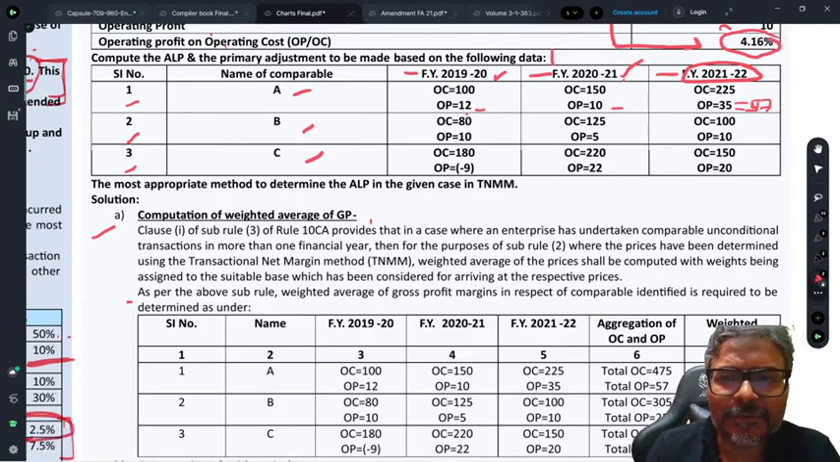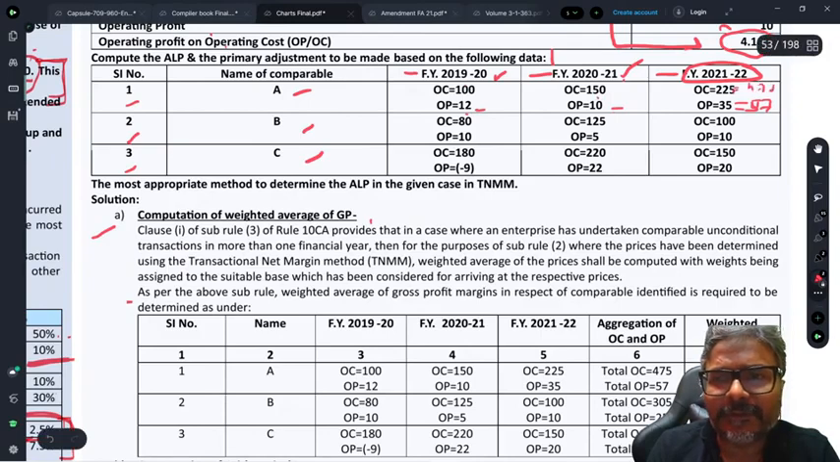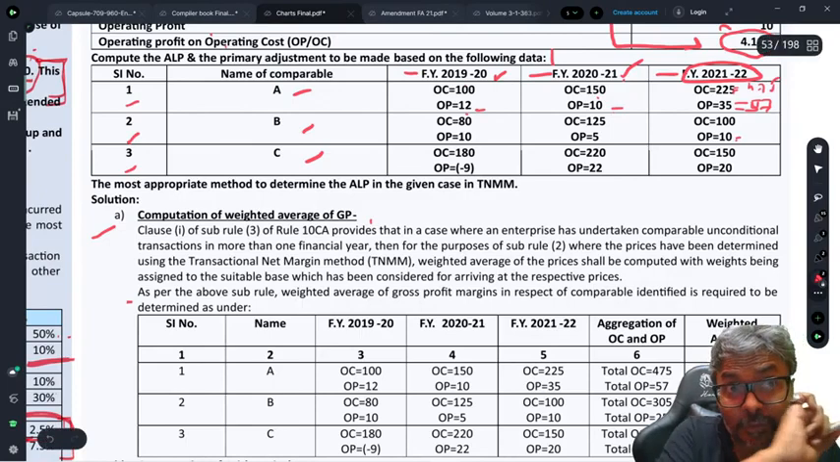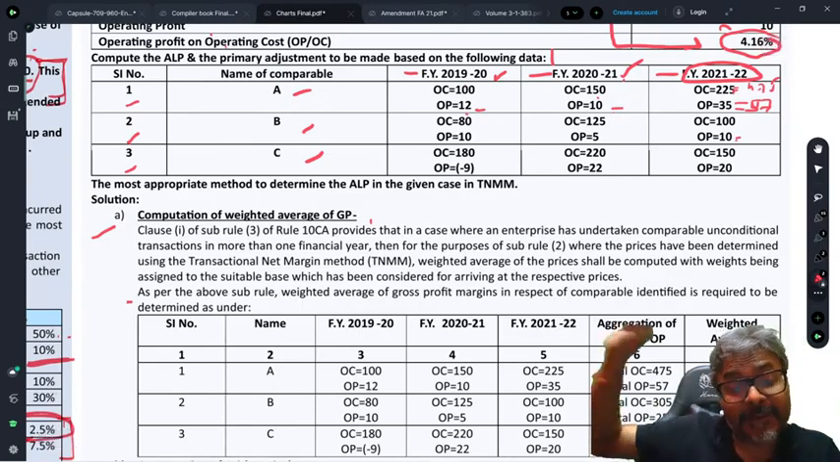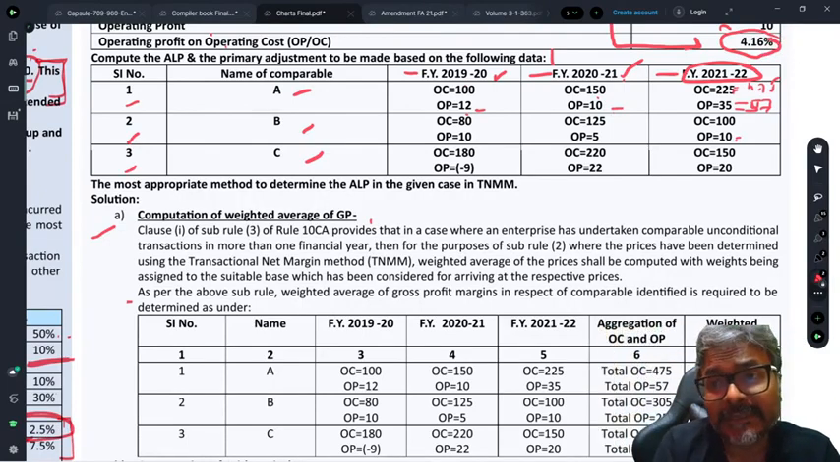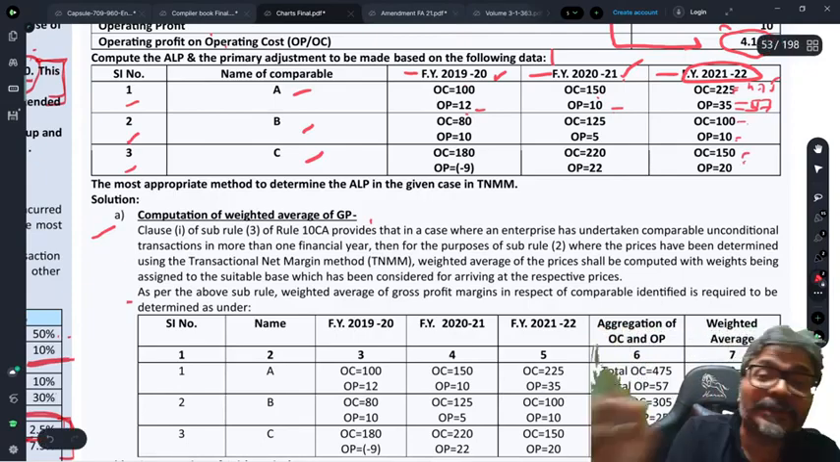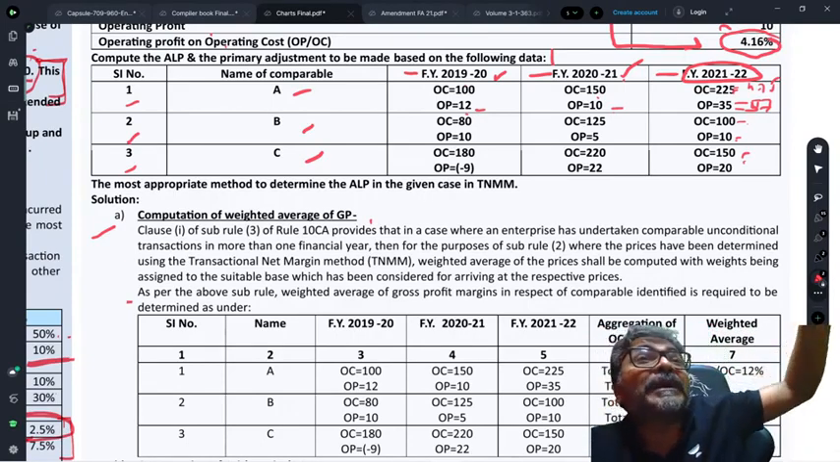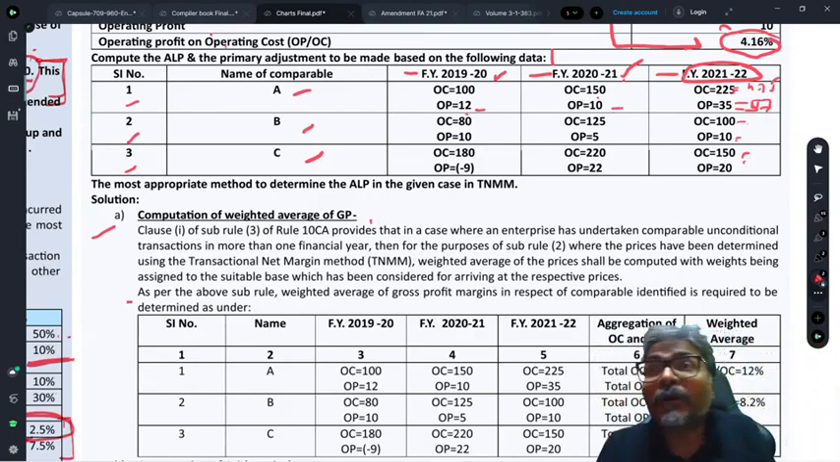And the same is here: 150, 100 and 225, this is 475. The same way you will do the total for this. Take the total of all operating profit and all the operating costs. Please take the total of all the 3 years. So the 3 years data of the operating profit and the 3 years data of the operating cost, you will take that into account.